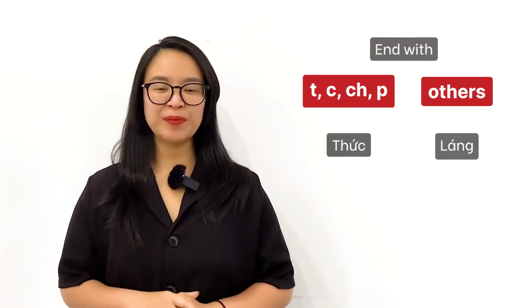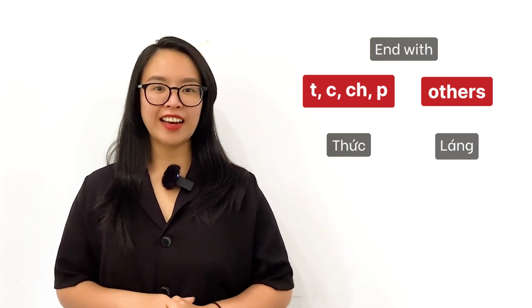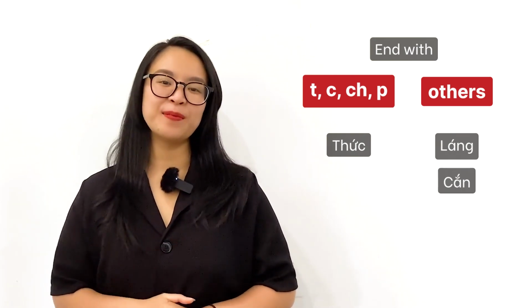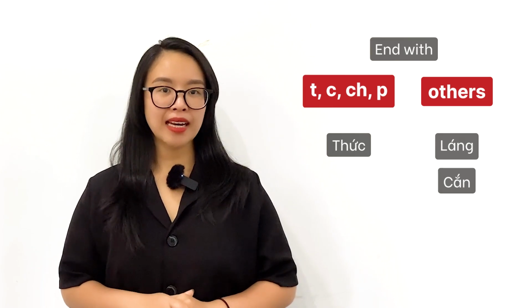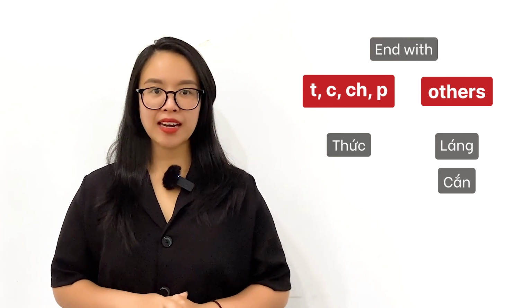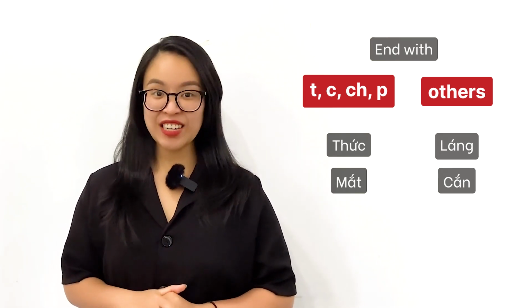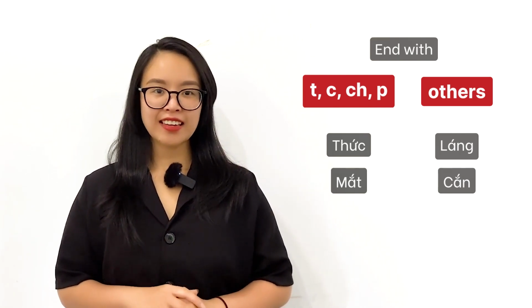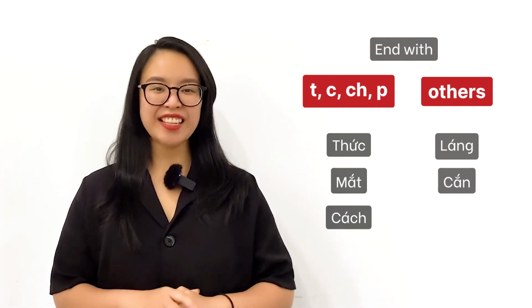All right. Next one I have is cắn, cắn. Yeah, it's the second column. Okay, one more. We have mắt, mắt. It is the first column. One last one. Can you guess where it is? Cách, cách. It is the first column.